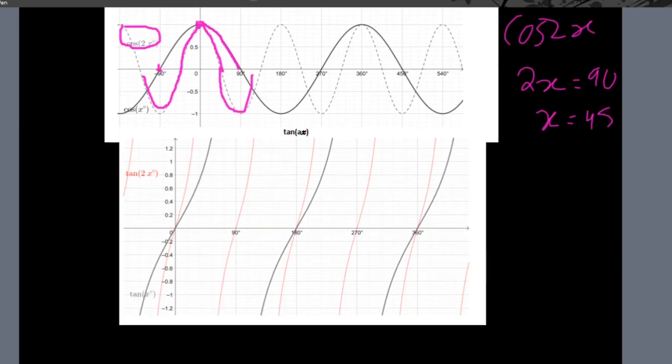Similarly, the case for tan 2x as discussed. So this is the original graph. Now this point will occur here instead. So the graph will look like this.